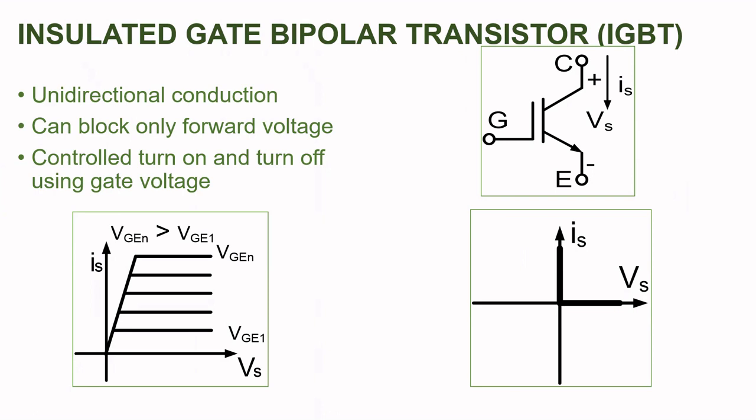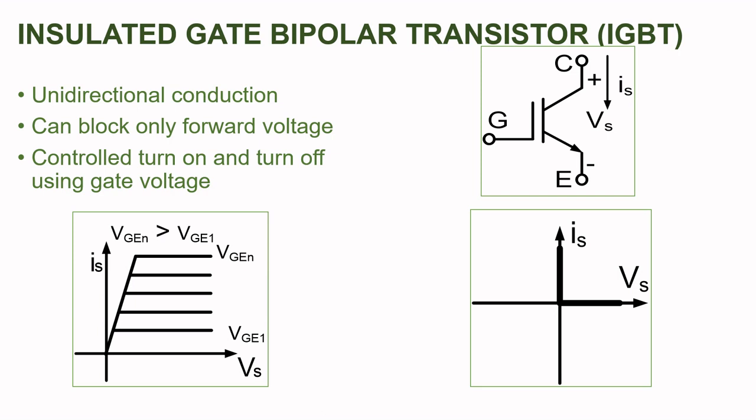Insulated gate bipolar transistor or IGBT. IGBT allows only unidirectional conduction. IGBT can block voltages only under the forward biased condition. Similar to BJT and MOSFET, IGBT is also a fully controlled device. That means both turn on and turn off process of the IGBT can be controlled with the help of gate to emitter voltage.